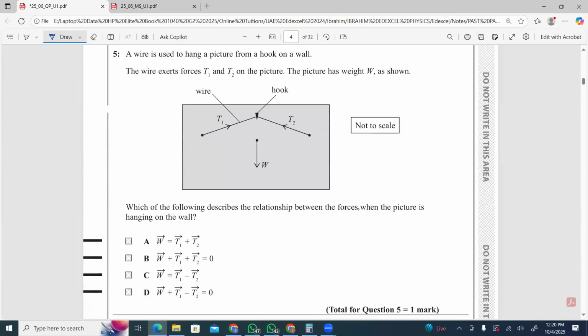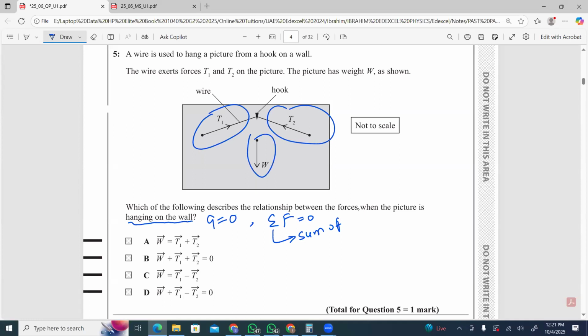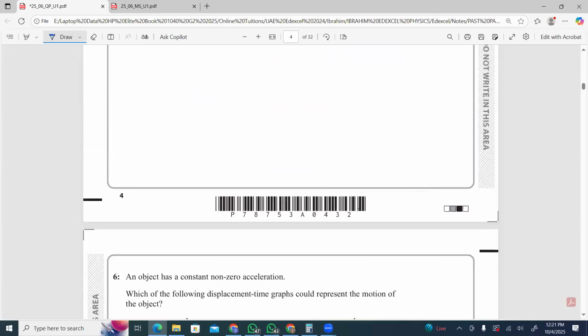A wire is used to hang a picture from a hook on a wall. The wire exerts forces T1 and T2 on the picture. The picture has weight W as shown. Which of the following describes the relationship between the forces when the picture is hanging on the wall? This is the keyword, hanging on the wall. When it is hanging on the wall, it means acceleration is 0. So when acceleration is 0, the sum of forces is 0. This sign is actually the sum of forces. So when the sum of forces is 0, each force is a vector. You just need to add all these three forces and get to option B.